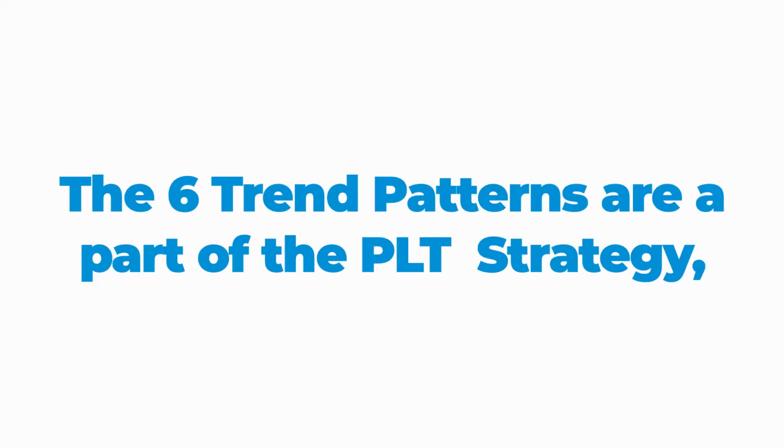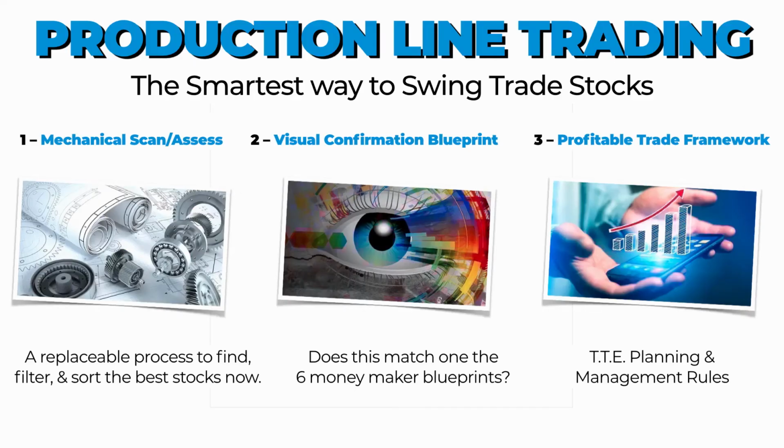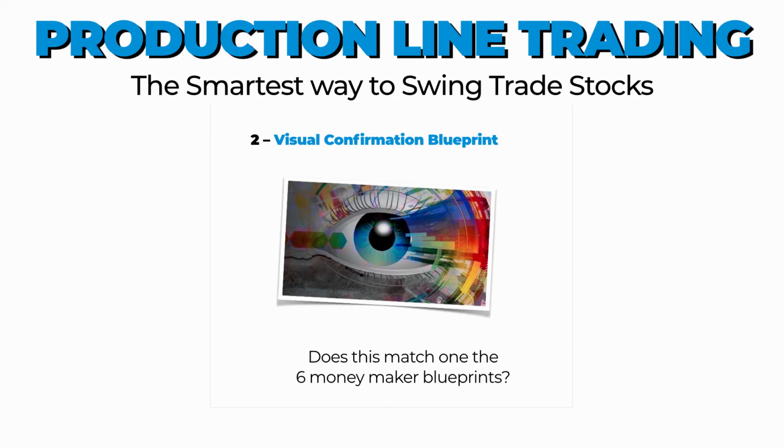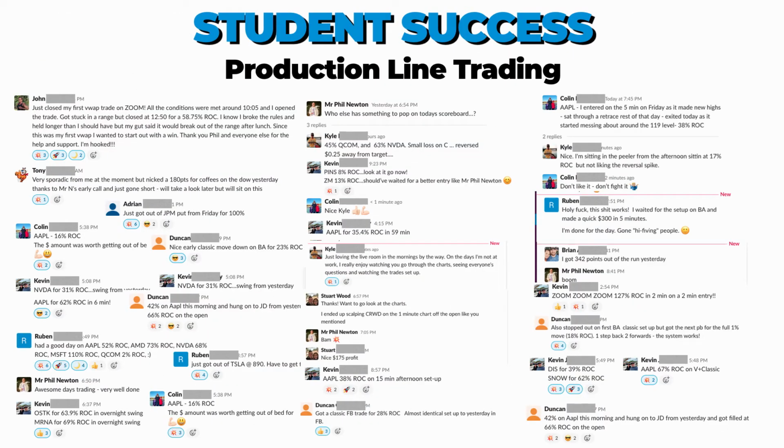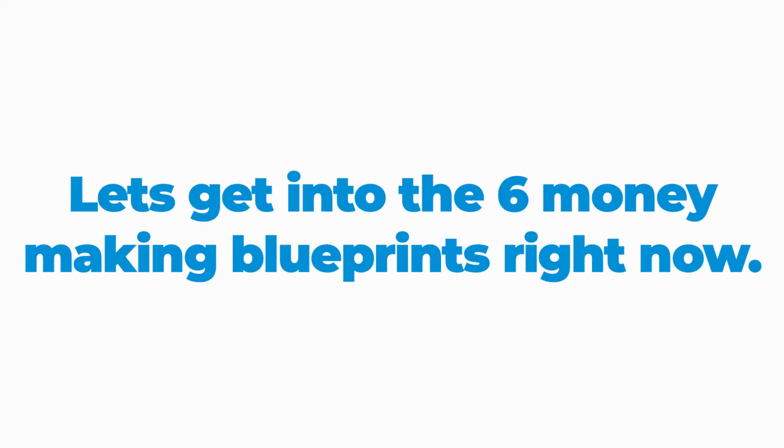And the 6 trend patterns are a part of the production line trading strategy. Specifically, it's the visual confirmation element. Does it match one of our 6 moneymaker blueprints? Because it helps me find some great trading successes. And as I've already said, my students also see those successes because it's a repeatable process. So let's get into those 6 moneymaking blueprints right now.